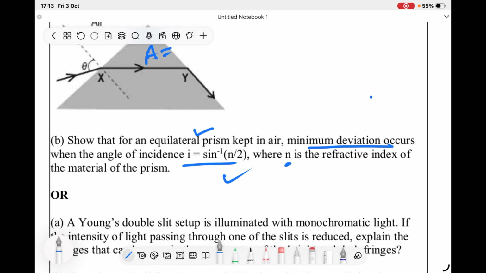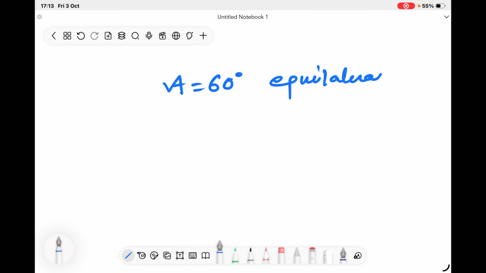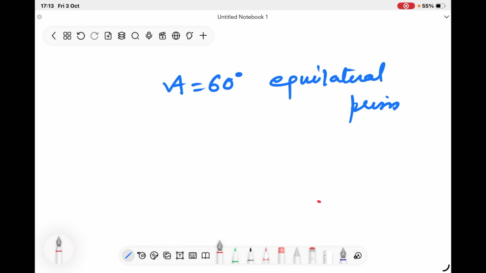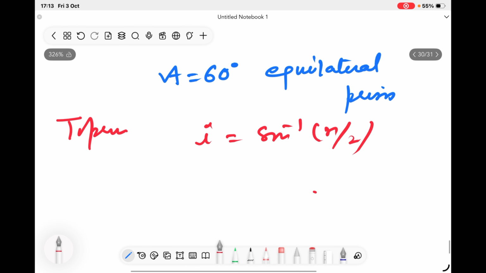N is refractive index. So you can make that prism if you want. Angle of prism will be 60 degree because it is equilateral prism. Okay, and you can do the question. What is to be proved? To prove is i equals sine inverse n by 2, something like that. So i is to be calculated.